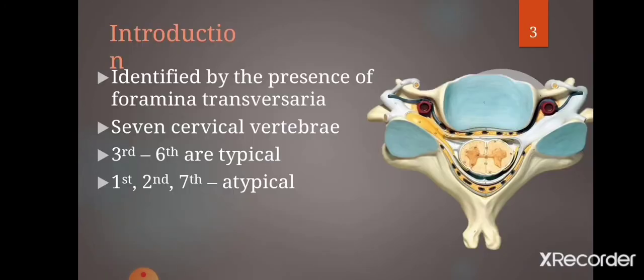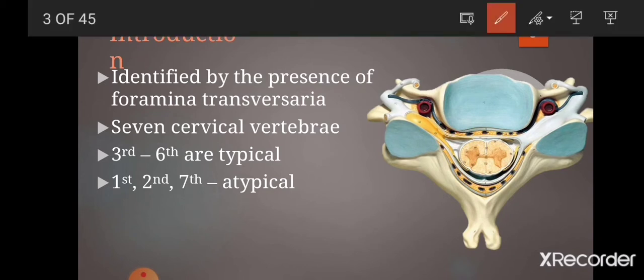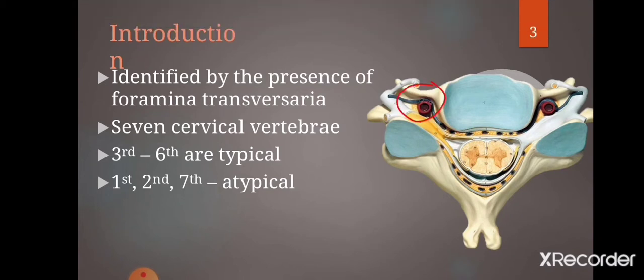So, introduction. Cervical vertebrae are identified by the presence of foramina transversaria. In the diagram we can see this is the foramen transversarium through which the vertebral artery is passing. So this is the identifying feature of the cervical vertebrae. There are a total of 7 cervical vertebrae. 3 to 6 are typical. First, second and seventh are atypical cervical vertebrae.